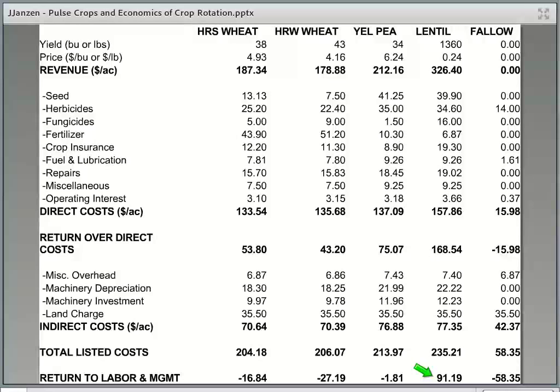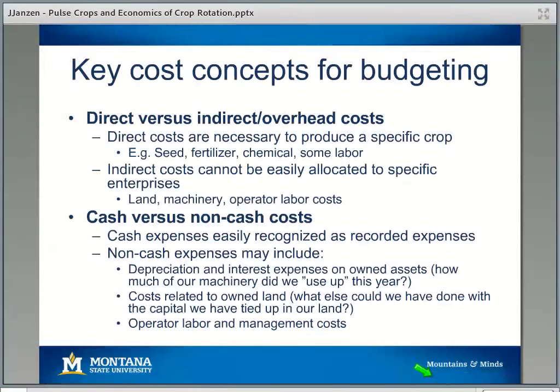Now, the devil's in the details. How did they get to these numbers? Well, we need to understand some key concepts, right? What's the difference between direct and indirect costs? So direct costs are those costs that are necessary to produce a specific crop and are easily associated with that production. Obviously, our seed cost for wheat is the money that we spent on wheat seed and not the money that we spent on lentil seed. And it's pretty easy to allocate those costs: take our total amount of money that we spent on wheat seed, divide that by our number of wheat acres, and get an estimate of the direct per acre costs of growing wheat.